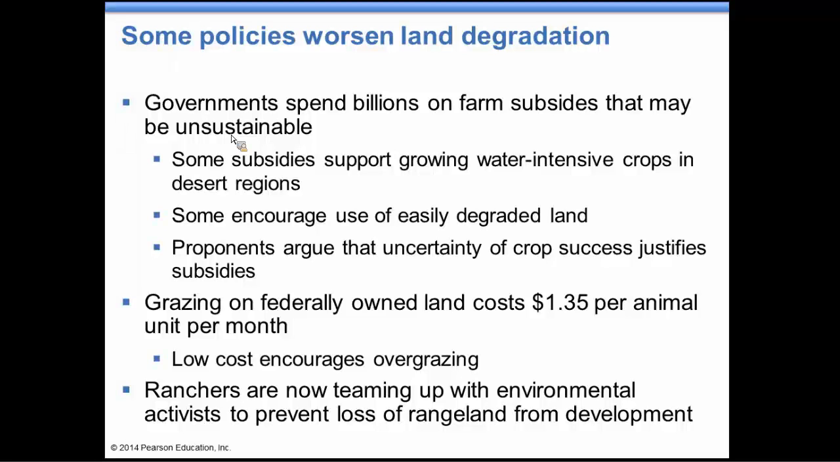Governments spend billions on farm subsidies that may be unsustainable. Some subsidies support growing water-intensive crops in desert regions, which really makes no sense. Some encourage use of easily degraded land, and proponents argue that uncertainty of crop success justifies subsidies. Grazing on federally owned land costs $1.35 per animal unit per month, and this low cost encourages overgrazing of these lands. And as we said earlier, ranchers are teaming up now to prevent loss of rangeland.